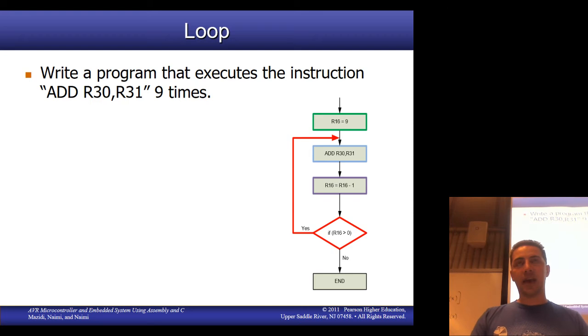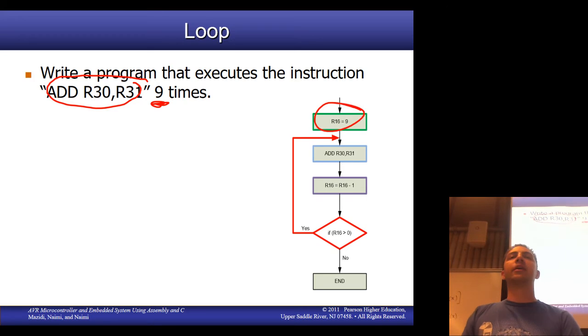All right. Now, having given back 2 skills tests, maybe we need to spend some time on this. Write a program that executes this line 9 times. I'm going to tell you that if you want to do something n times, load up a variable with that number of times. Okay?